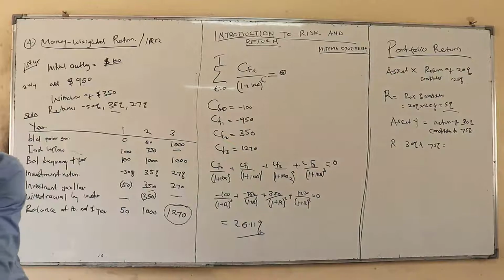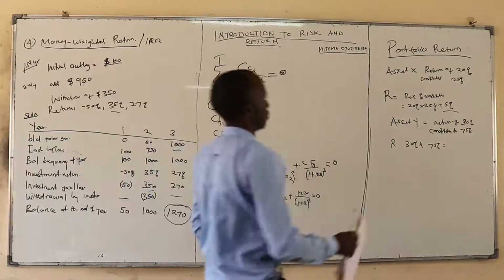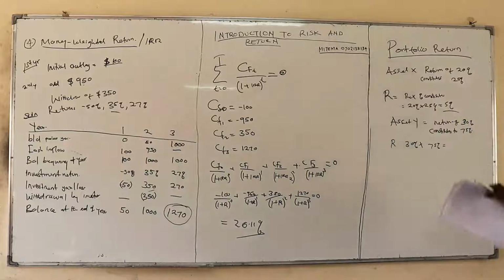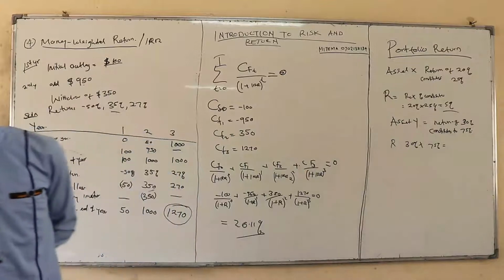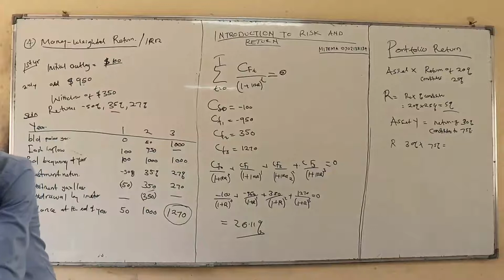Now, if you are not looking at the returns of a single asset in a portfolio, and you are asked to find the return of the whole portfolio, because these assets, asset X and Y, are in a single portfolio, what do you do? A return of a portfolio is calculated.